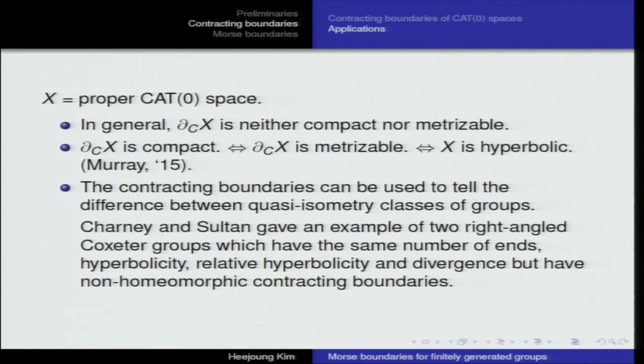The contracting boundary can be used to distinguish quasi-isometric classes of groups, because it is a quasi-isometric invariant. Actually, Sultan and Charney gave an example of two right-angled Coxeter groups which have the same hyperbolicity, relative hyperbolicity, and divergence, whatever, but have non-homeomorphic contracting boundaries. So maybe it can be a tool.